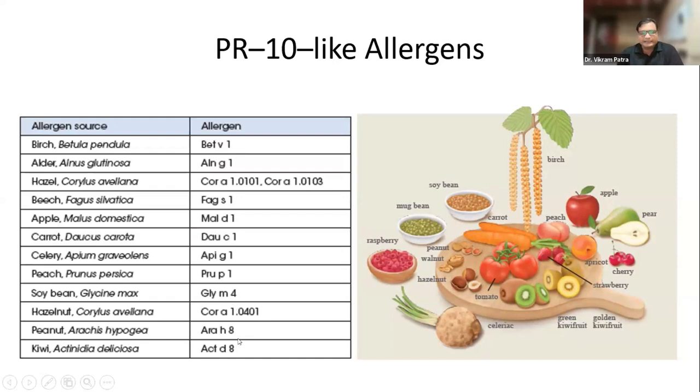Suppose a person who is staying in the Himalayan belt comes to us with a history of tingling sensation around the mouth after eating peanut. So what we realize is that the primary sensitizer is not the peanut. The primary sensitizer is the birch pollen, and it is the cross reactivity which leads to oral allergy syndrome with the peanut.